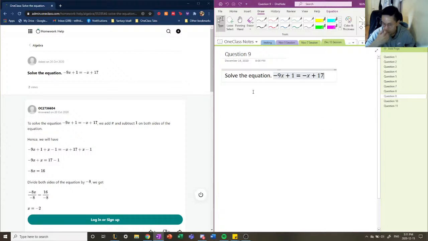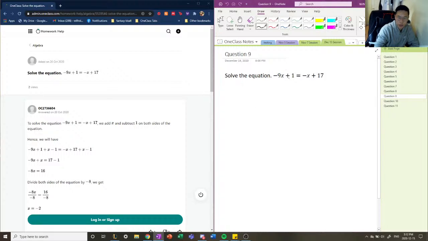Alright, so question number 9 reads, solve the equation negative 9x plus 1 equals negative x plus 17. They're asking us for the values of x which will make the left-hand side equal the right-hand side. But this can be problematic because there are values of x on both sides. You can use trial and error, but we can manipulate the equation in such a way that we can solve for the values of x which will make this equation equate, okay?